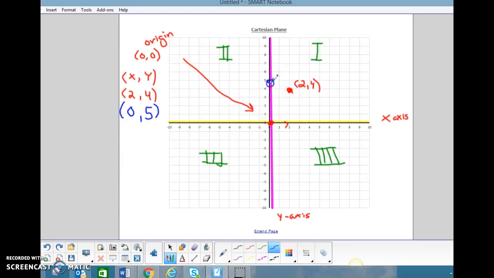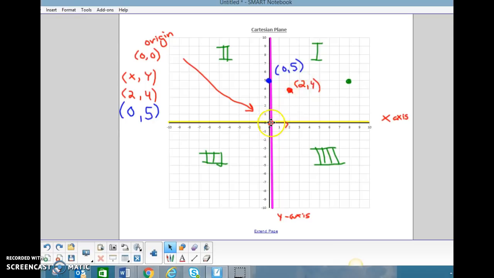So I have 0 movement horizontally, and I move up vertically 5. So my plot could be right on this line here, and that would be 0, 5. If I had a dot, a coordinate placed for me, and I was asked to find the coordinates, I'd have to use some thinking. So here I go.